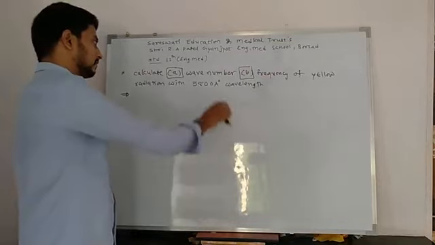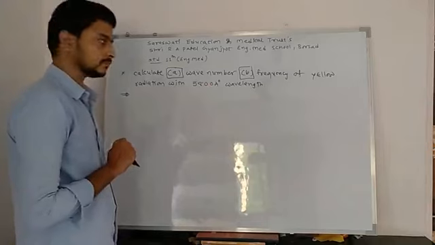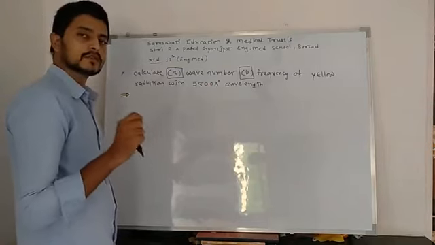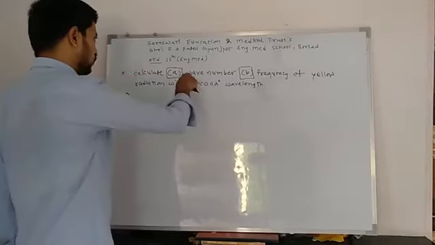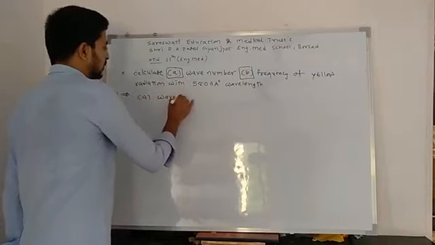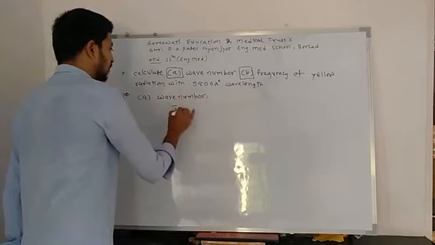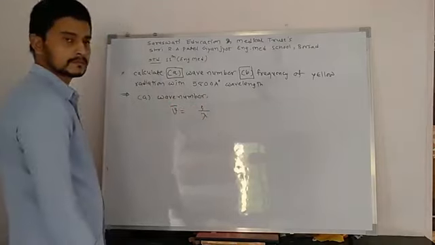First of all we have to convert angstrom into meter. The relation is 1 angstrom is equal to 10 power minus 10 meter. First of all we will calculate wave number. I will write the formula: wave number, the symbol is nu bar, is equal to 1 upon lambda.